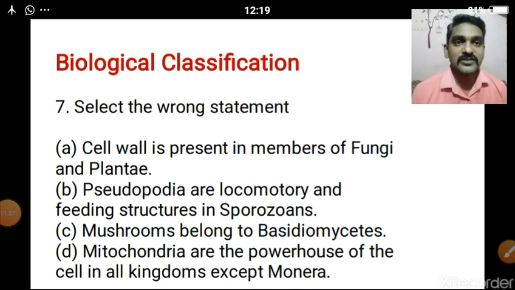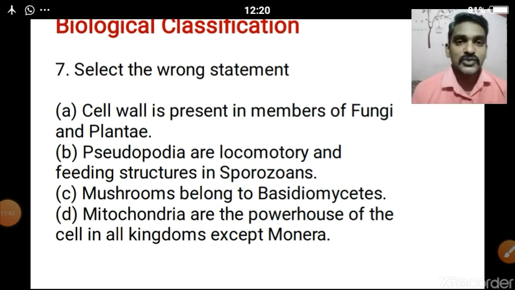Biological classification. It came from the chapter biological classification. Select the wrong statement. So among the 4 statements, which is wrong? First option: cell wall is present in the members of fungi and plantae. As you all know, from Monera to Animalia we have the 5 kingdom classification, and in the tabular column they have given it. If you see in that, only animals don't have a cell wall. Remaining all will be having a cell wall. And virus, they don't have a cell wall.